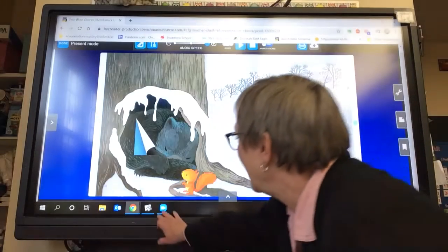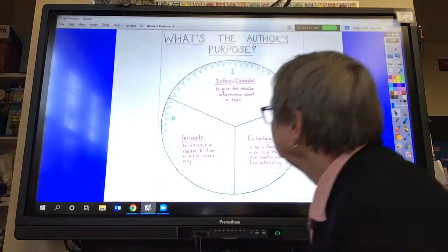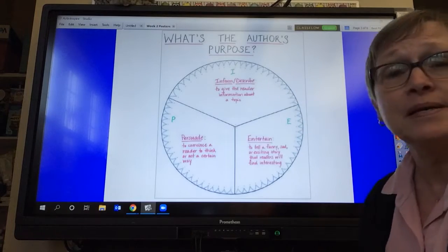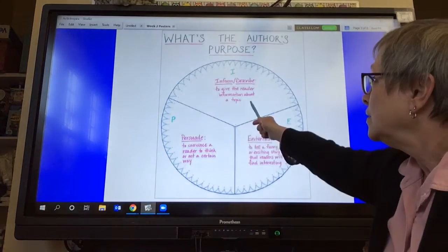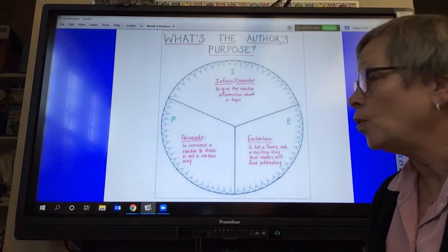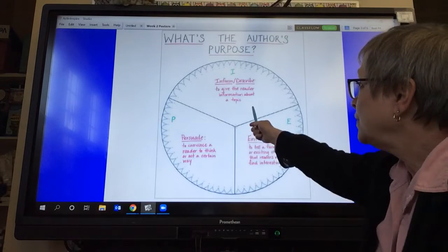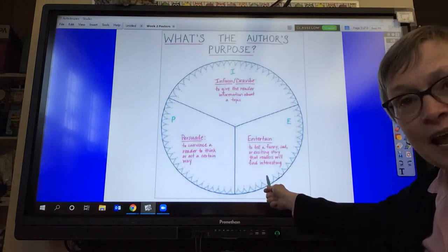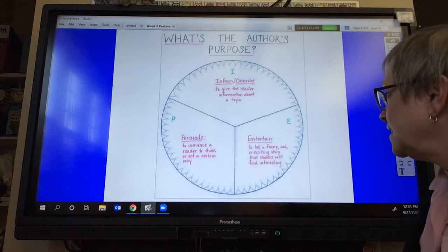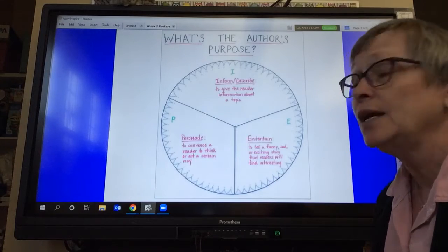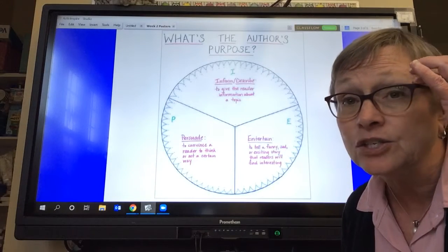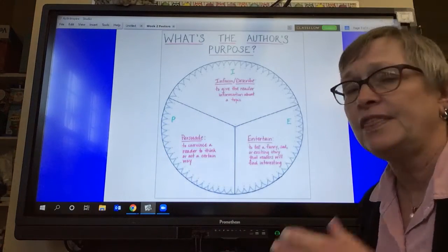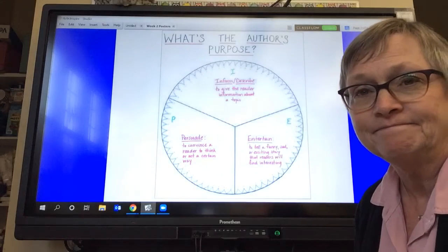So let's look at our chart here. It says, what's the author's purpose? So, is it to inform or describe, to give the reader information about a topic? Or is it to entertain, to tell a funny, sad, or exciting story that readers will find interesting? Or is it to persuade, to convince a reader to think or act in a different way?